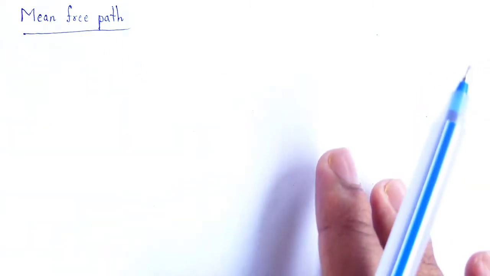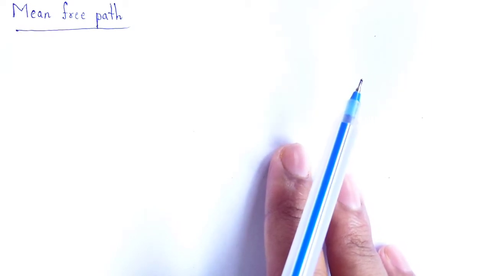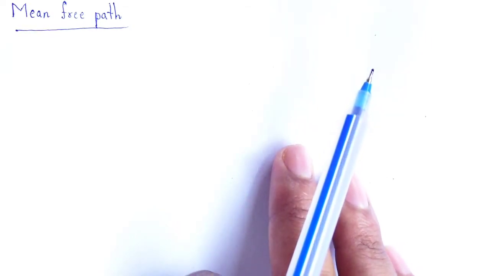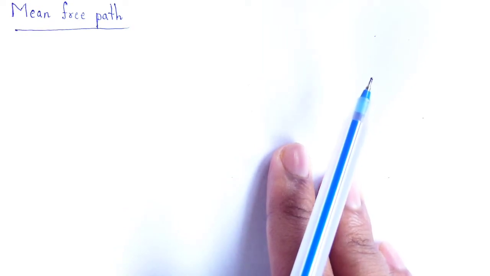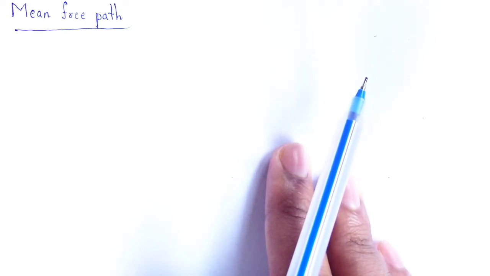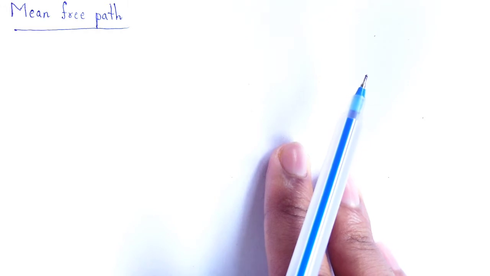Mean free path. According to the kinetic theory of gases, it was assumed that the gas molecules are negligible in size. They have no dimensions. But later the scientist Clausius found that these gas molecules have a small but finite size. Due to their finite size, the molecules are constantly moving in all directions with various speeds.